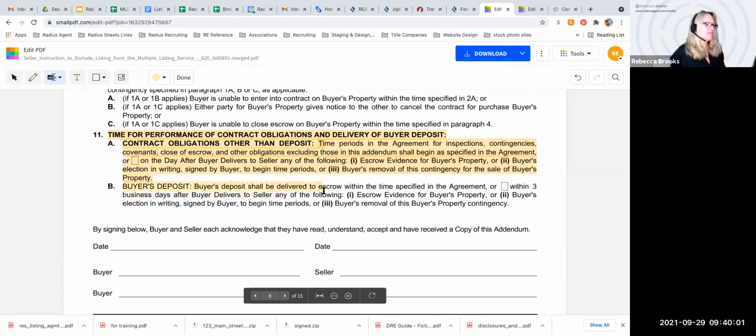Actually, buyer's deposit shall be delivered to escrow within the time specified, or within 3 days, or when other things are going to happen. So a lot of the timing on these contingency situations are dependent on the time of the contract in front of it, right? And so that's why it's really important when you're doing this to make sure that you're understanding the form and you're filling it out the right way, so that your clock doesn't start ticking on your inspections and your loan contingency and your appraisal contingency until you're ready for that clock to start ticking. Okay.